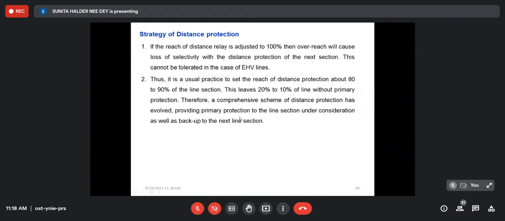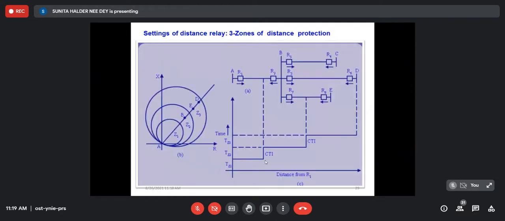What is the strategy? How will this coordination be done? If the reach of the distance relay is adjusted to 100%, then overreach will occur. So that's why it is always made less than 100%. It is made 80 to 90%, and the remaining 20 to 10% is left without primary protection. That will be handled by the secondary protection or backup protection. This is the scheme of distance protection.